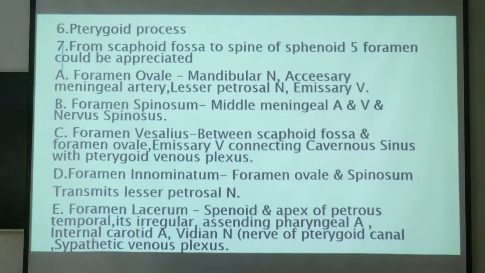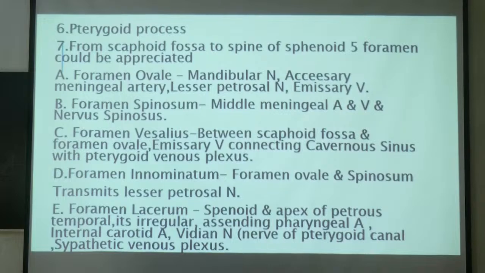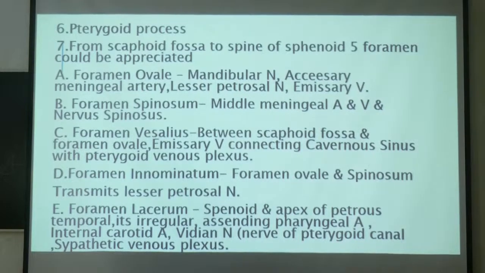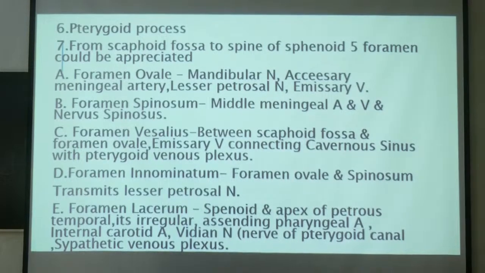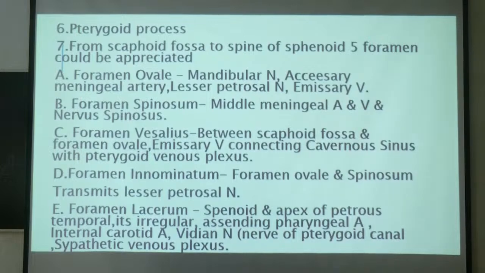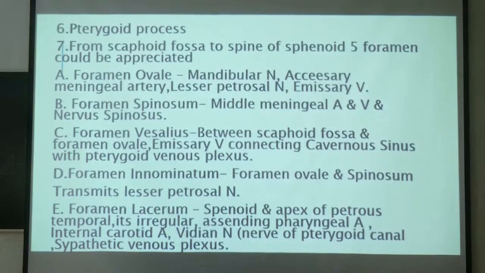Now coming to the pterygoid process. Okay, so pterygoid process is from the scaphoid fossa to the spine of the sphenoid. From the scaphoid fossa to the spine of sphenoid, 5 foramen could be appreciated. First one is foramen ovale, right? Then next one is foramen spinosum, that is middle meningeal artery and also the nervus spinosus.